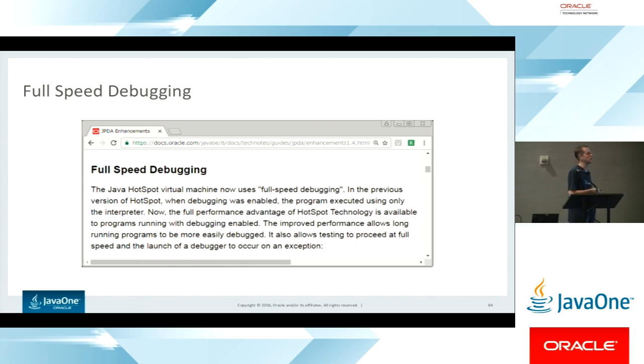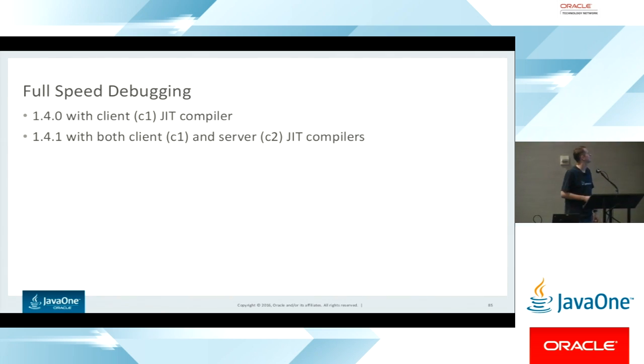the time of Java 1.4, Sun came out and said that we now offer full-speed debugging, meaning that you can enable debugging and, basically, if I read this, I kind of think that they're saying that there's no cost. And this isn't exactly true. The idea was that, with 1.4 or 1.4.1, depending on which of the two JIT compilers you were using, there would no longer be an overhead to running a debugger.